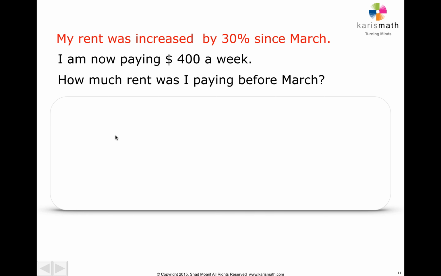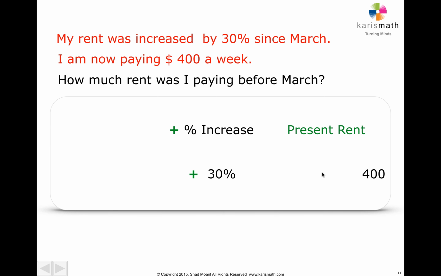We don't. We know it was increased by 30%, so what do we write here? Here, we don't know what the original rent was. We know it was increased, and by 30%. We also know how much we're paying now after the increase. So right now, we're paying $400 a week, which is the present. And how much rent was I paying before March?